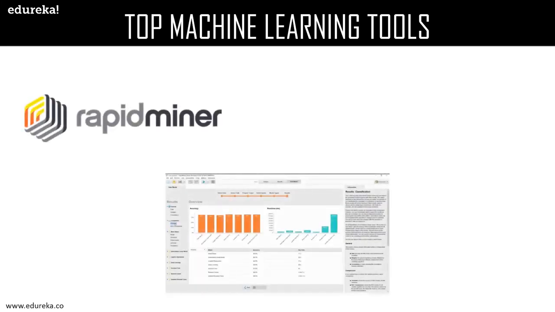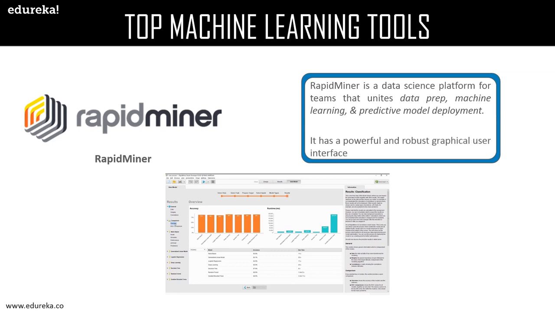Now, RapidMiner, the next tool which I'm going to talk about, is a data science platform for teams that unite data preparation, machine learning, and predictive model deployment. It has a powerful and robust graphical user interface that enables users to create, deliver, and maintain predictive analytics. With RapidMiner, uncluttered, disorganized, and seemingly useless data becomes very valuable, as it simplifies data access and lets you structure them in a way that is easy for you and your team to comprehend.